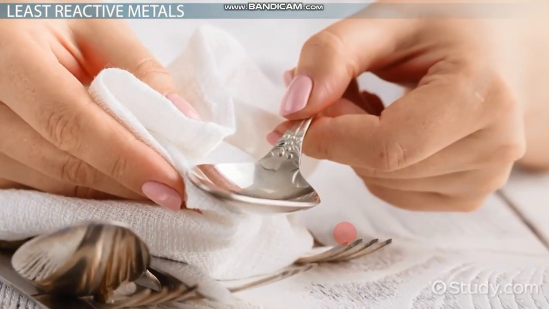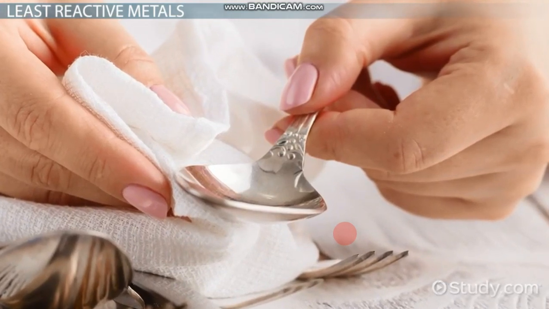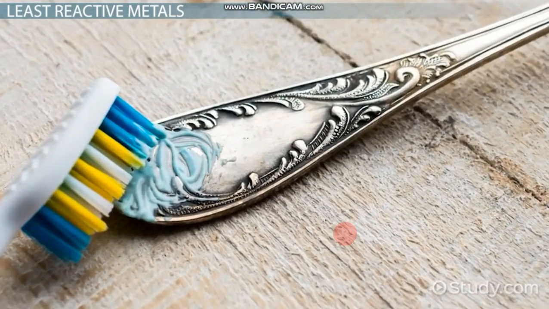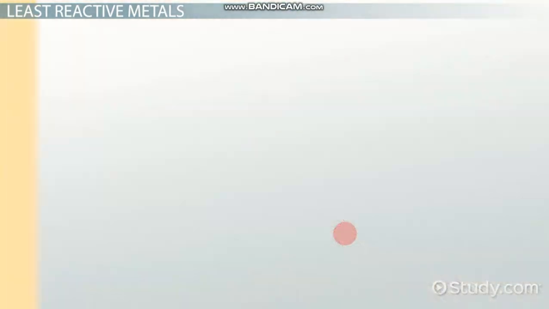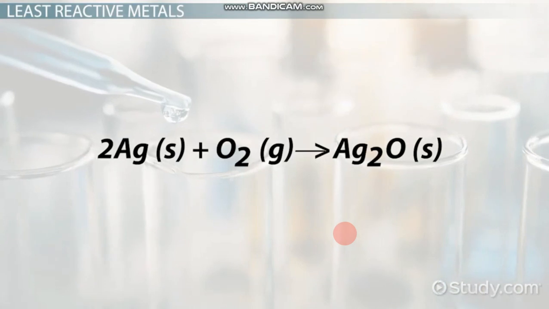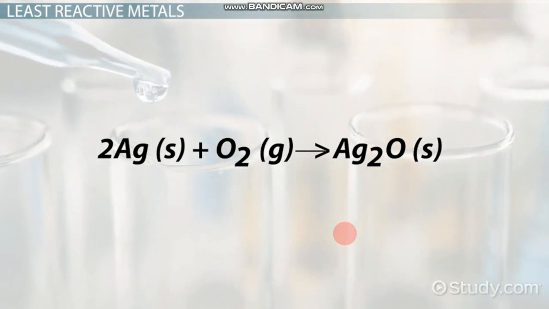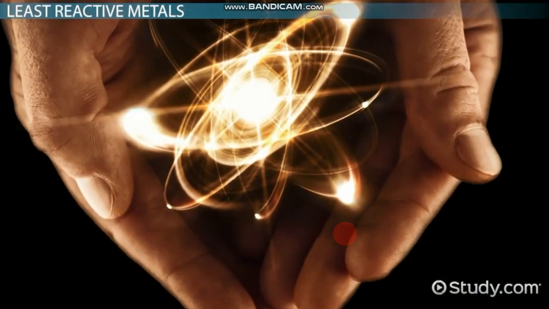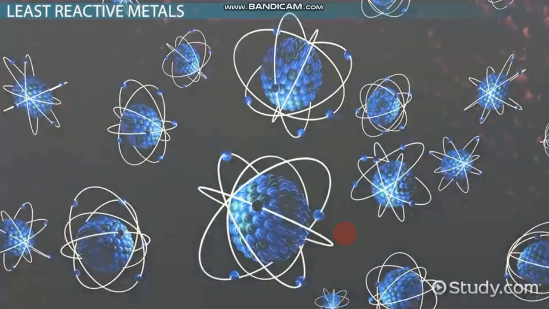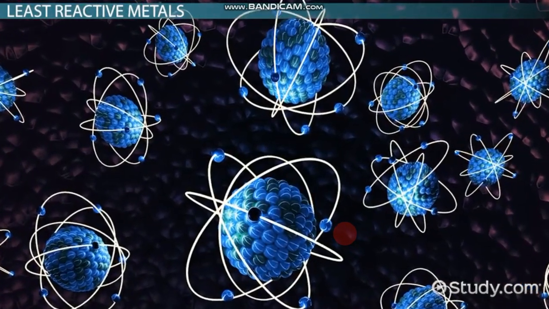Maybe you've seen people polishing silverware before a special event. They do this because a layer of silver oxide is generated on the surface of the silverware. The polishing removes this oxide layer. Let's look at the reaction of silver with oxygen. The transfer of electrons occurs in this reaction too. 2 silver atoms each donate an electron to 2 oxygen atoms.